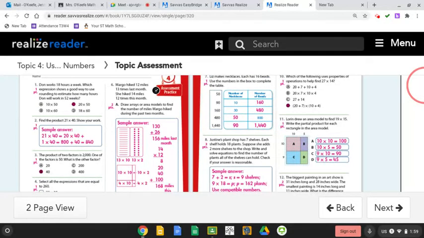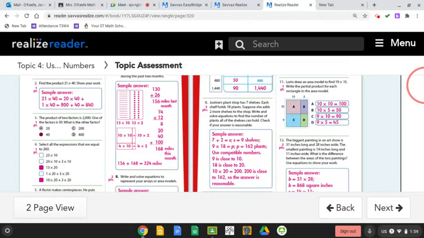Number one, the answer was C, 20 times 50. Number two, 21 times 40 was 840. And they went ahead and did the partial products to do that. Number three, the product of two factors of 2000, and one of them is 50. So the missing number was 40. So 50 times 40 is 2000.